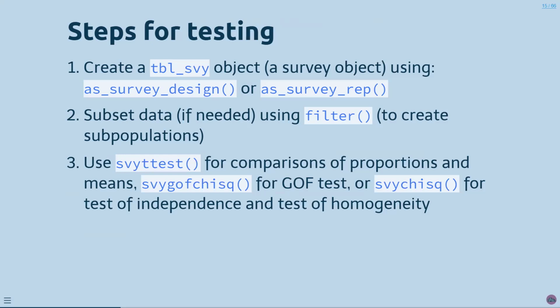Next slide, please. So speaking of reusing that survey design object, the process for testing survey data with Surveyor is very similar to the descriptive analysis workflow. And again, you begin by creating this table survey object, then you use filter to create subpopulations for analysis, and then you can perform hypothesis testing with survey tests to compare means or proportions between groups or survey goodness of fit, chi-squared for goodness of fit tests, and so on. And so these testing functions are designed to account for the survey design, and they'll provide you the correct standard errors and significance levels. Next slide, please.